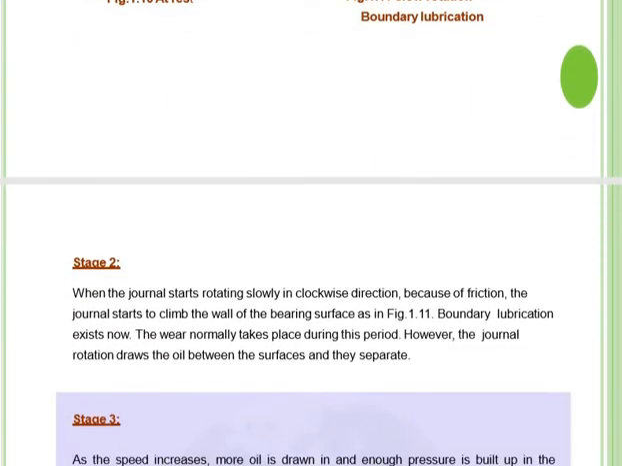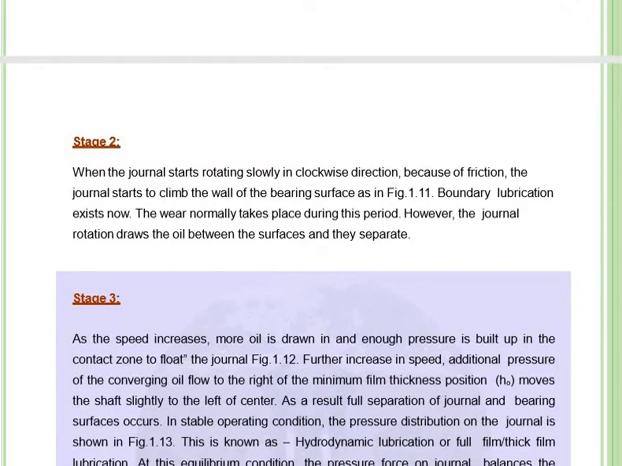In stage 2, when the journal starts rotating slowly in the clockwise direction, because of friction the journal starts to climb the bearing wall. So boundary lubrication exists. Generally, wear normally takes place during this period, while the journal rotates slowly clockwise. This means wear occurs between the journal and the bearing even though a film is there.